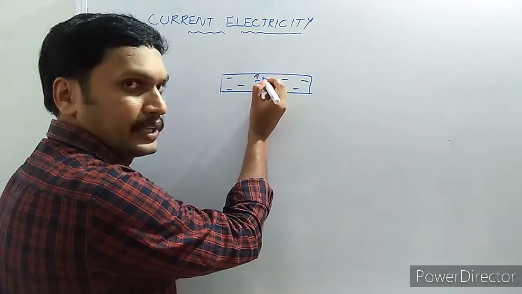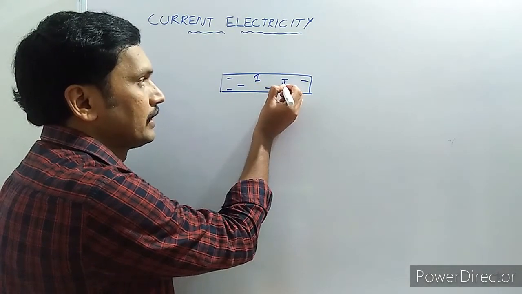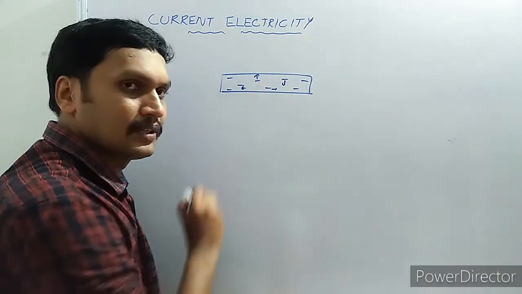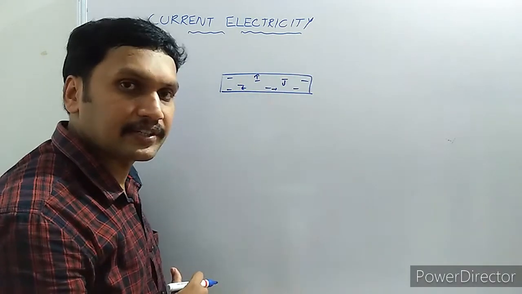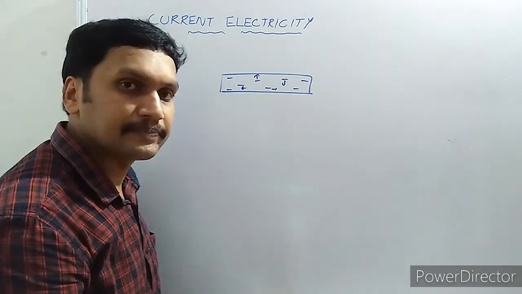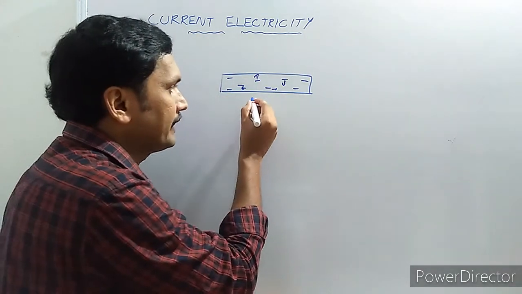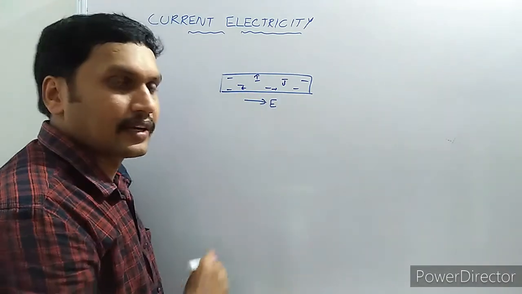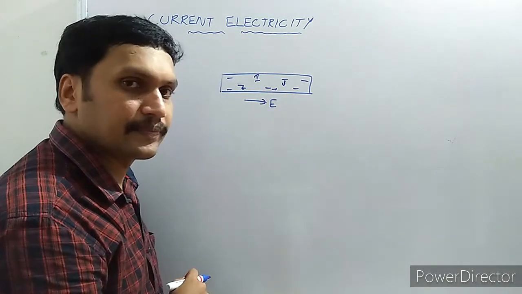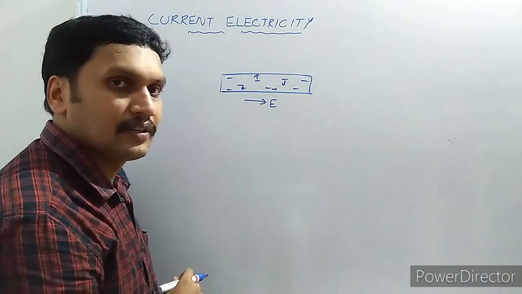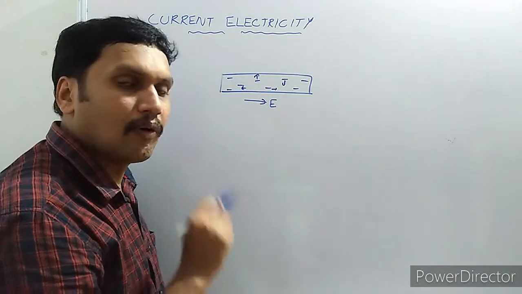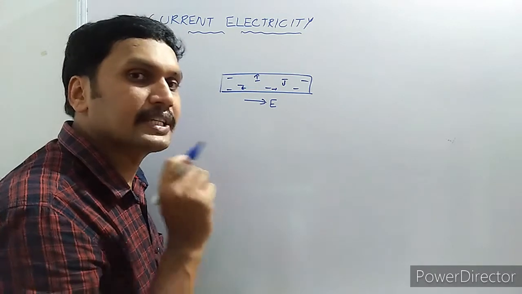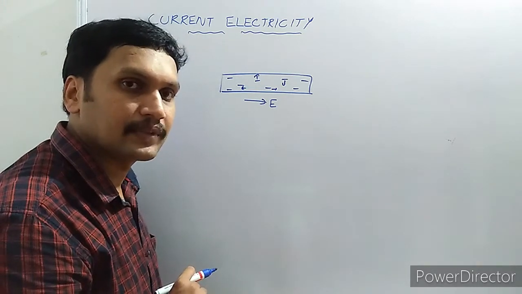Some of the electrons are moving in this direction. Some others are moving downward. Some are moving right, some are moving left. There is no preferential direction. They are moving here and there randomly. But if you apply an electric field in this direction, suppose now this conductor is in an electric field towards this side, then all the electrons experience a force opposite to the direction of this electric field.